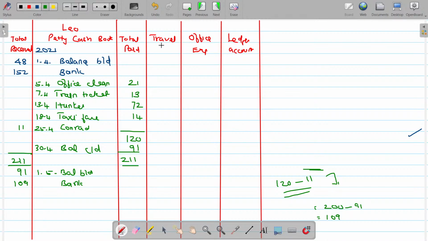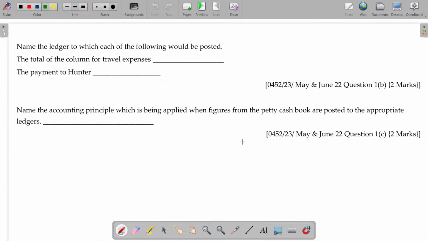This one is posted. Now we have to go for classification. Office cleaning will come under office expenses. Train ticket comes under traveling. Hunter ledger account 72. Taxi fare 14 will be traveling. Now the total of travel being 27, total of office expenses 21, ledger account payment total being 72.